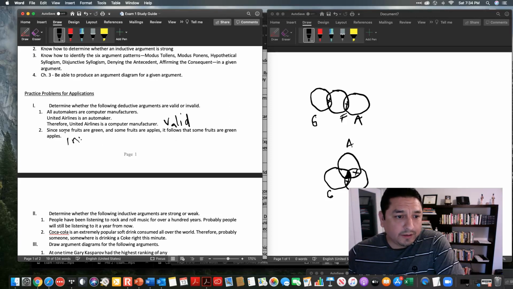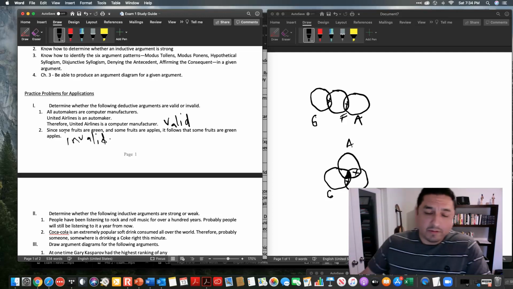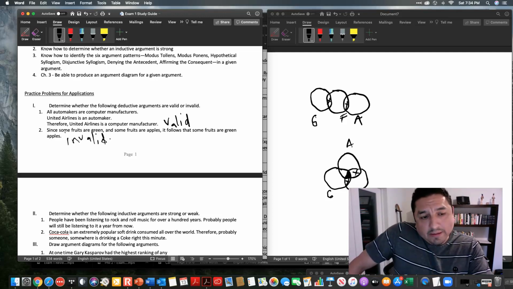So yet another way, you might think of a scenario in which the premises are true while the conclusion is false, which makes it an invalid argument.